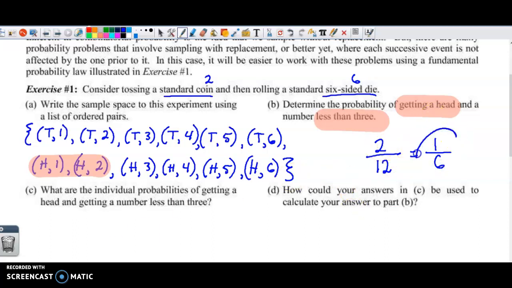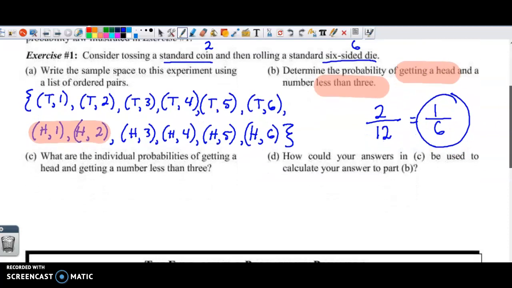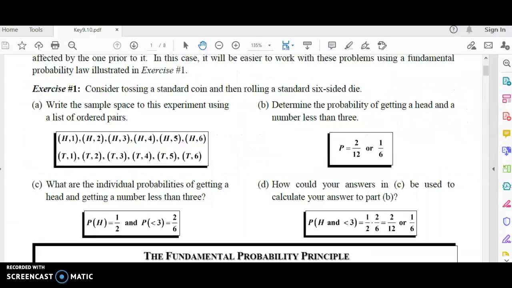And just like before, I'll let you leave your answer as a fraction. You can change it to a percent or a decimal. I'm good either way. As we go back to the answer key, again, feel free to write this out. But in part C, what they wanted you to do is ignore one thing or the other. So what they're trying to get you to realize is that there's probably a connection between letter B and letter C. And once we make that connection, I think you'll get the fundamental probability principle.